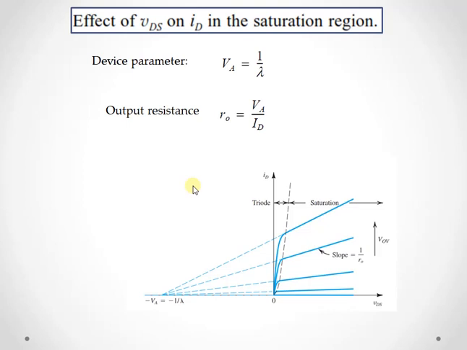So the device parameter is computed as VA equal to 1 by lambda, and lambda is inversely proportional to the length. And one more important parameter that is required for us is the output resistance, which is given by RO and which is equal to the device parameter divided by ID, that is the drain current. And the inverse of the output resistance will give us the value of the slope.